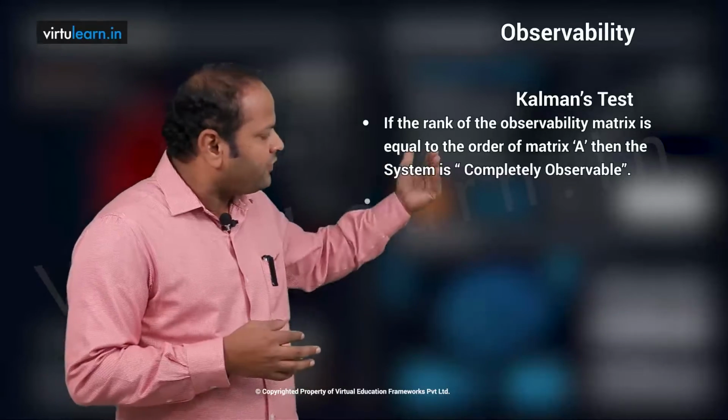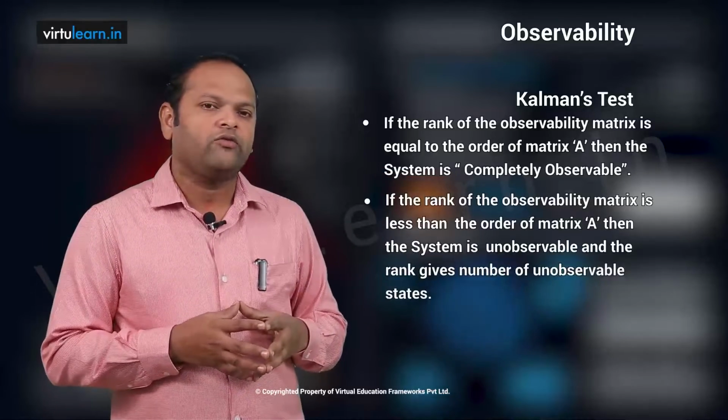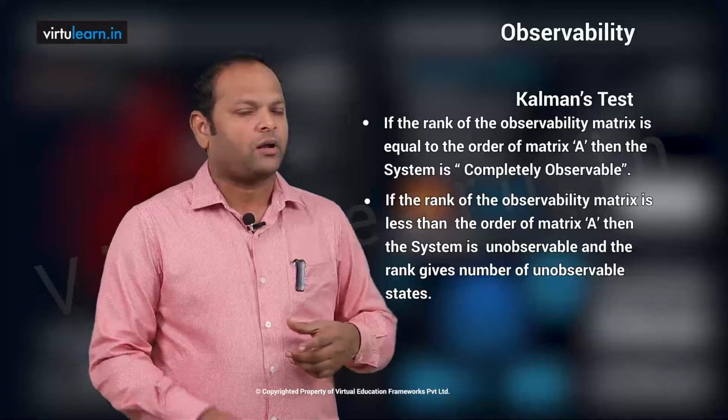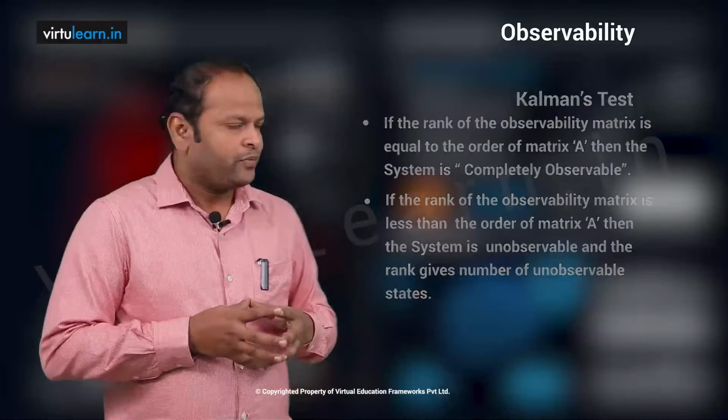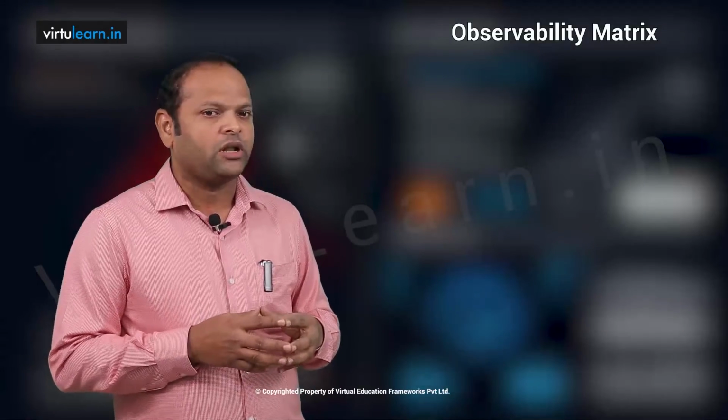And if rank is not equal to the order of A, then we say the system is unobservable, and the rank gives the number of unobservable states of the system. Then what is the observability matrix? By using the A and C matrices, we can define the observability matrix N.